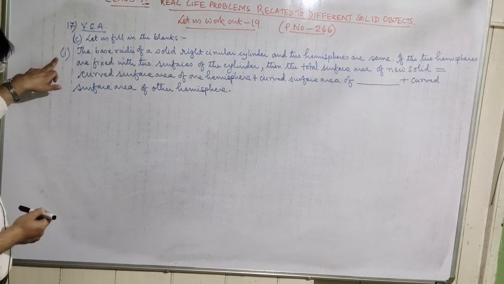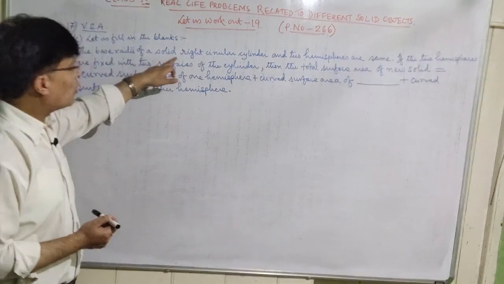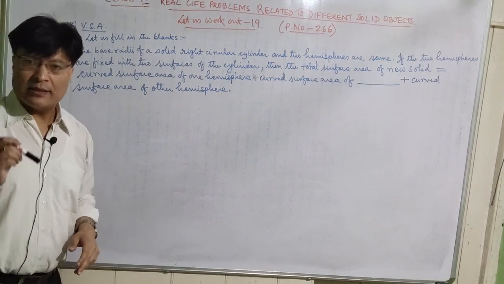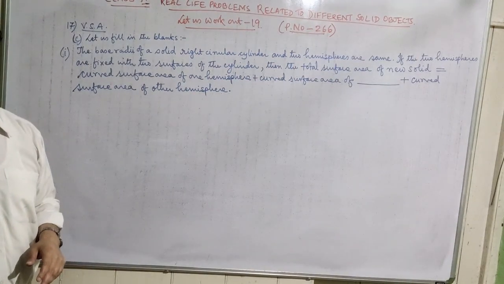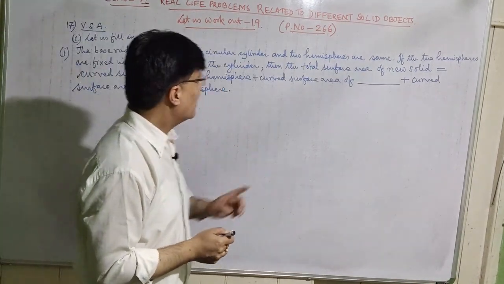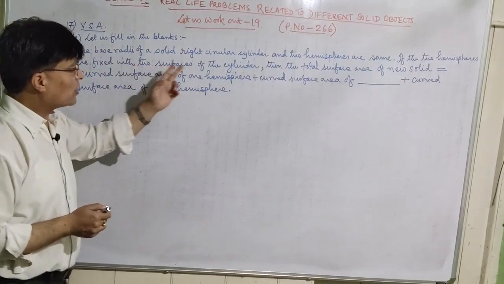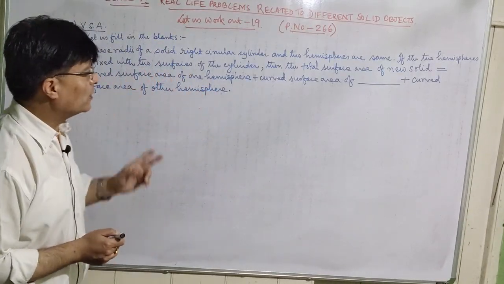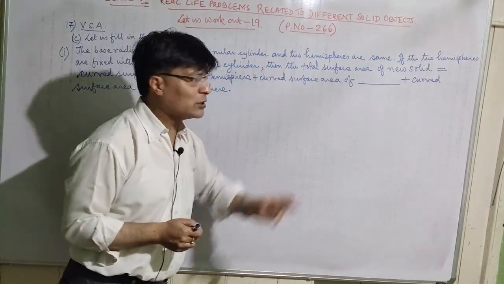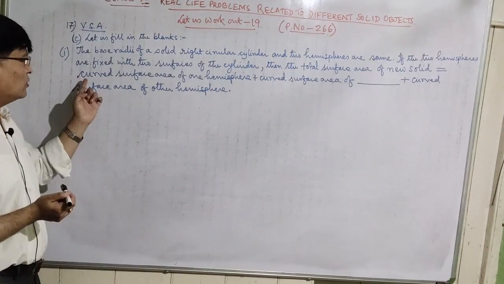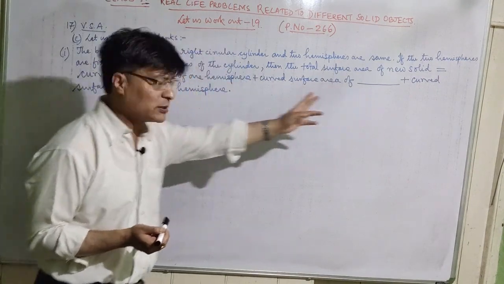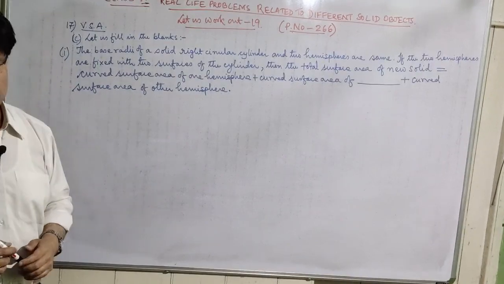So question number 1: the base radii of a solid right circular cylinder and the two hemispheres are same. If the two hemispheres are fixed with two surfaces of the cylinder, then the total surface area of the new solid is equal to curved surface area of one hemisphere plus curved surface area of dash plus curved surface area of the other hemisphere.